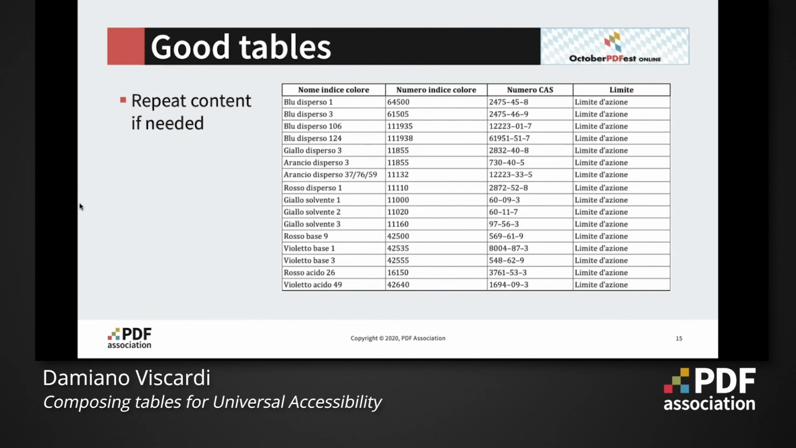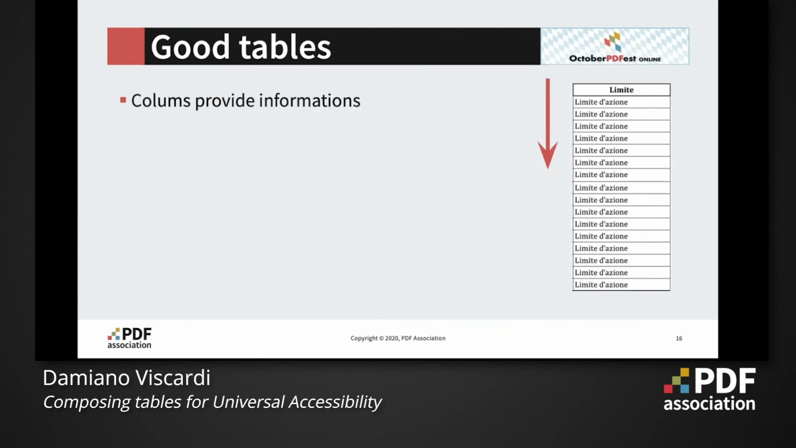This is another good example, and you see that in the last column the value is always the same, and the content is repeated. That's good, because if I access this table starting from the last column, I can see at a glance that there are a lot of items with that value. There are 20 or more items with the same value, and that's information when you read this table. It could be important information in the context.